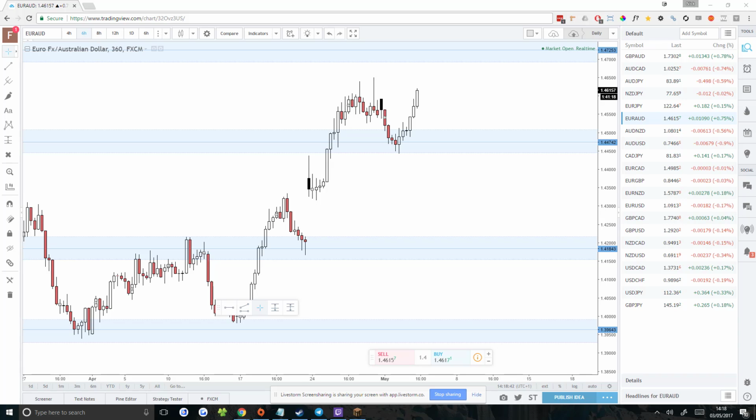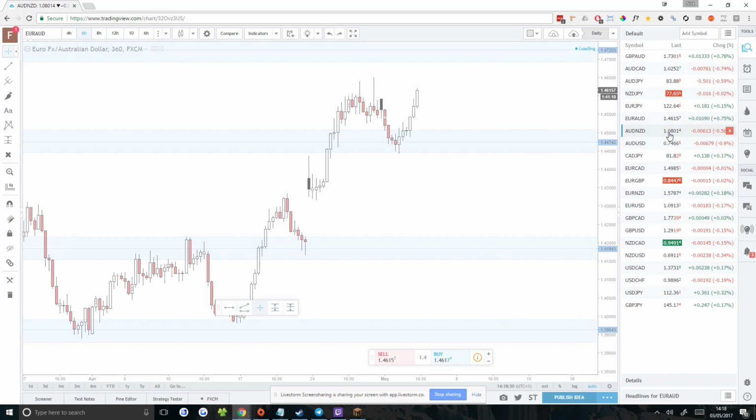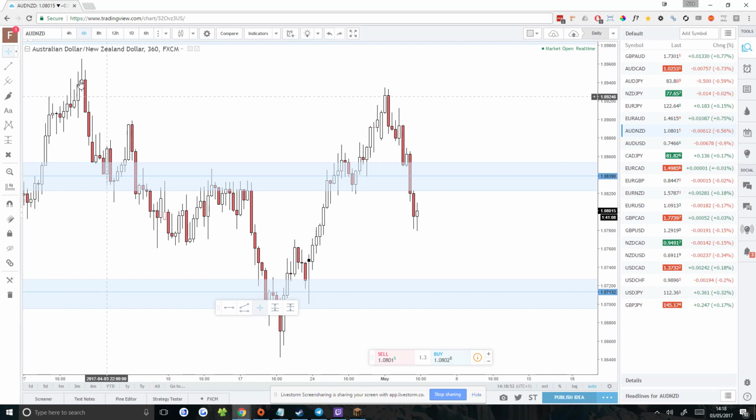There's a few kinks we need to figure out. Good work to those of you who entered your AUD. It looks like it's hit its target. It looks like a profitable trade. Good on you. AUD New Zealand.